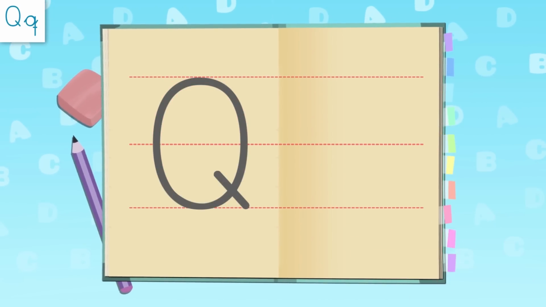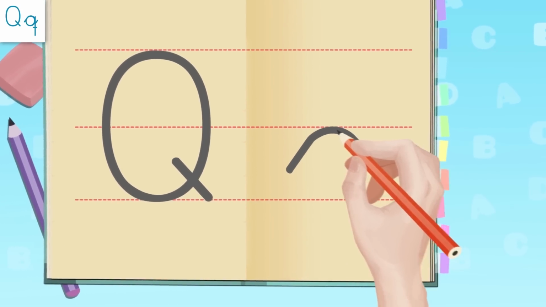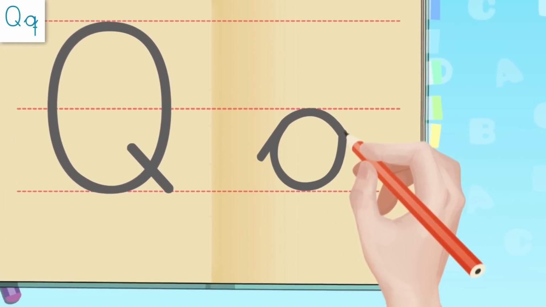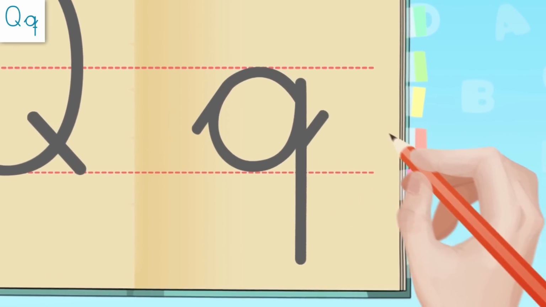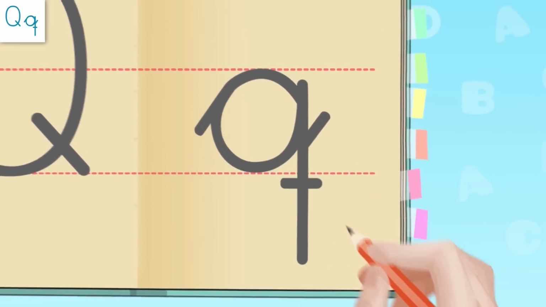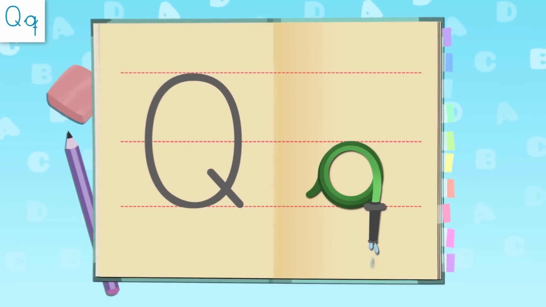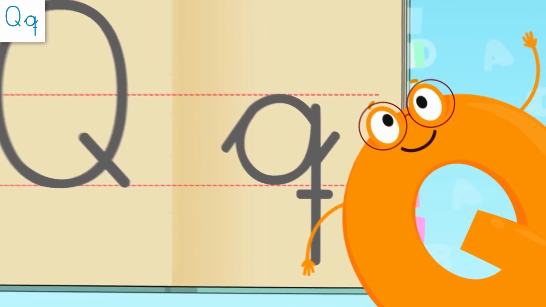Now, let's try the lower caps. We start here and make a circle. Now, we draw a line downwards and up again to make a little line across. Here we go. Ha! Now, I look like a water hose. Try it at home with pen and paper. It's super easy.